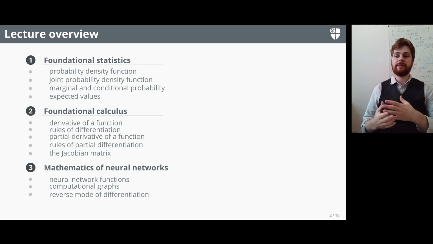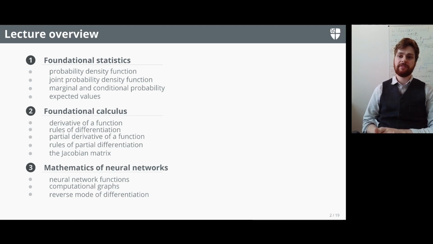So this will lay the groundwork for the backpropagation algorithm, and it will also be useful in the reinforcement learning lectures where we'll use a lot of similar kind of statistics and notation in that. At the end of this lecture, you should be a lot more confident with the notation and mathematical language used in these deep learning papers.